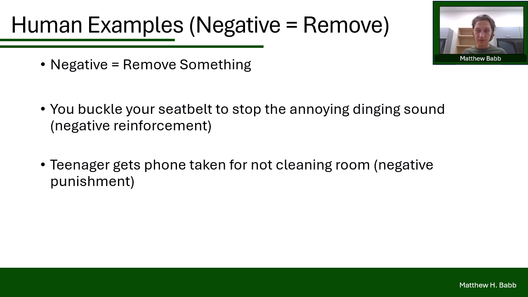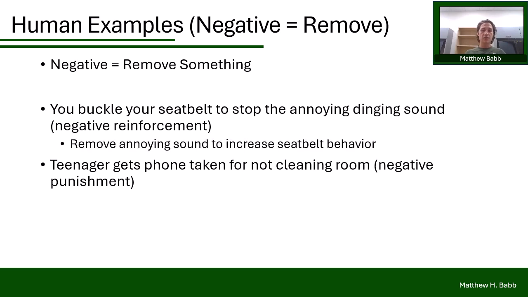But a common example of negative reinforcement is that pesky, annoying ding sound that happens in your car when you don't buckle your seatbelt, right? And so you buckle your seatbelt to stop hearing that noise, right? So you're removing the annoying noise and increasing that behavior, right? So you're increasing the behavior because you want to remove that annoying sound. So that is an example of negative reinforcement. Something you don't like, something annoying or hurtful, is being removed in order to increase the behavior of buckling your seatbelt or doing whatever behavior you're trying to reinforce.